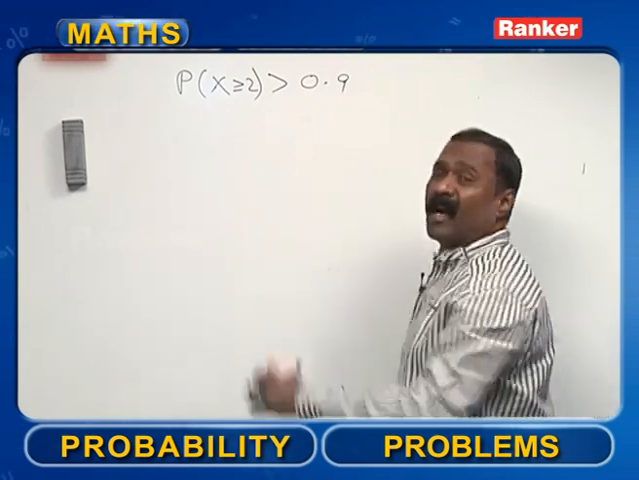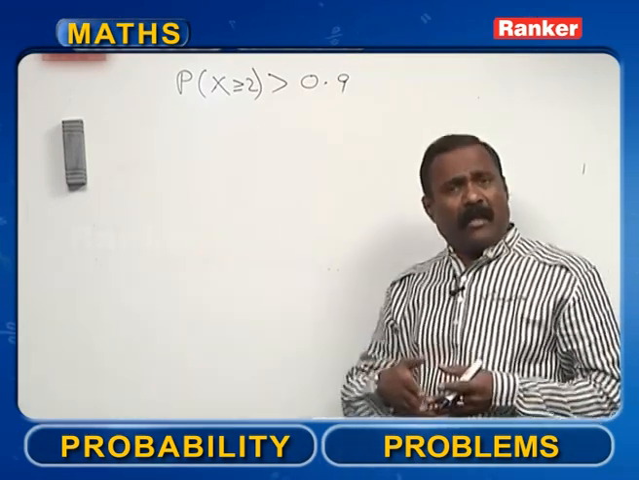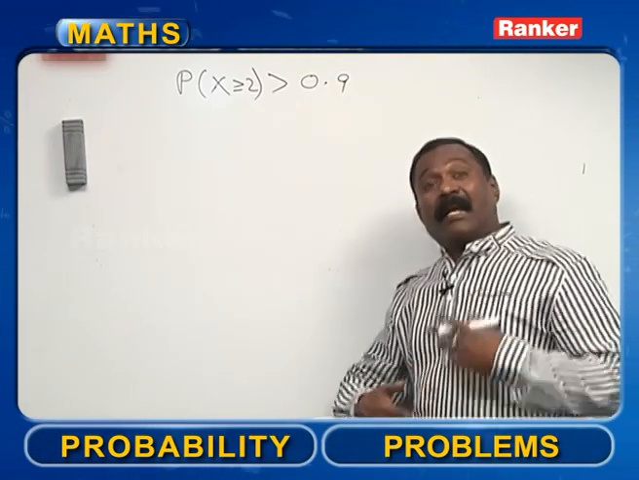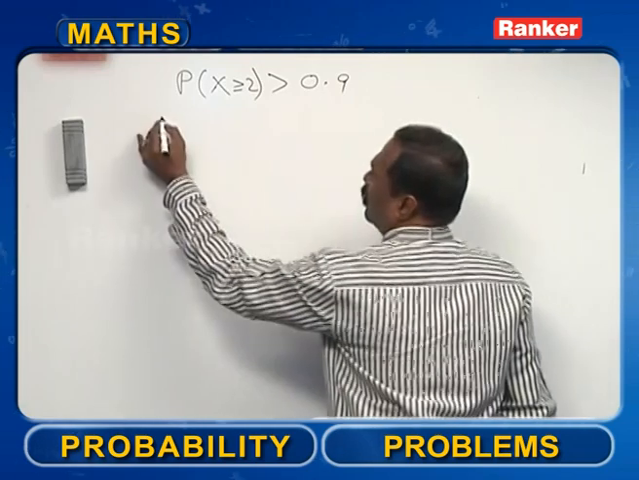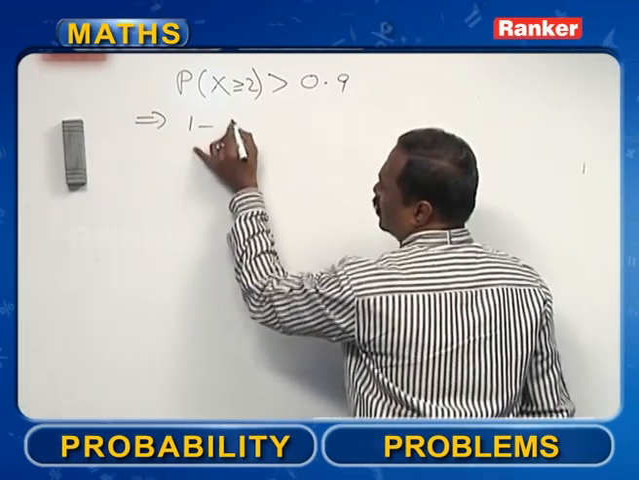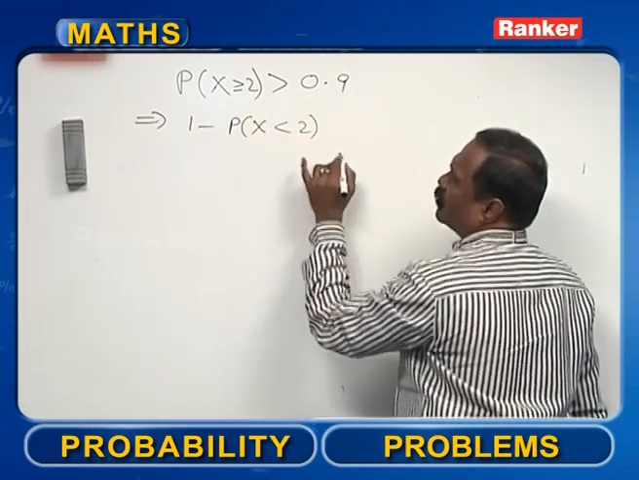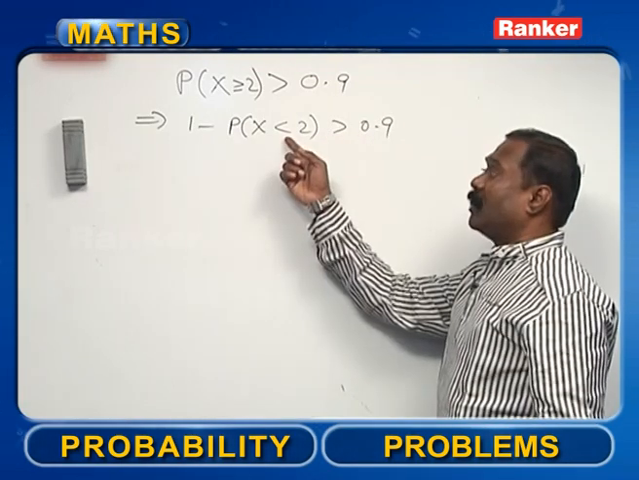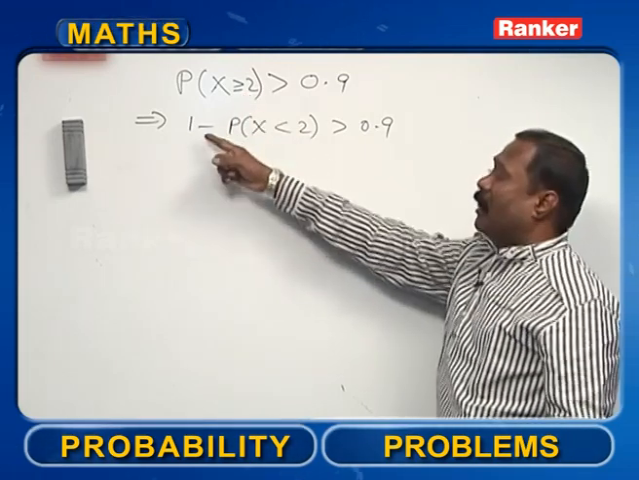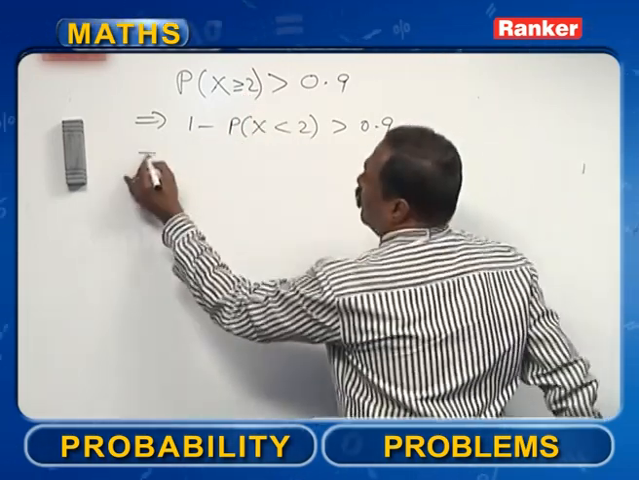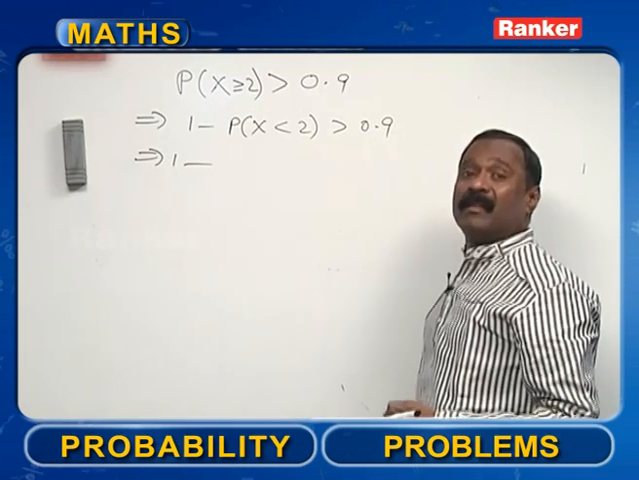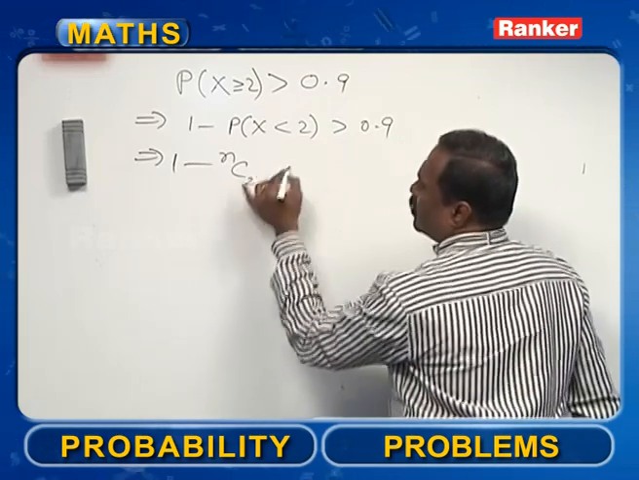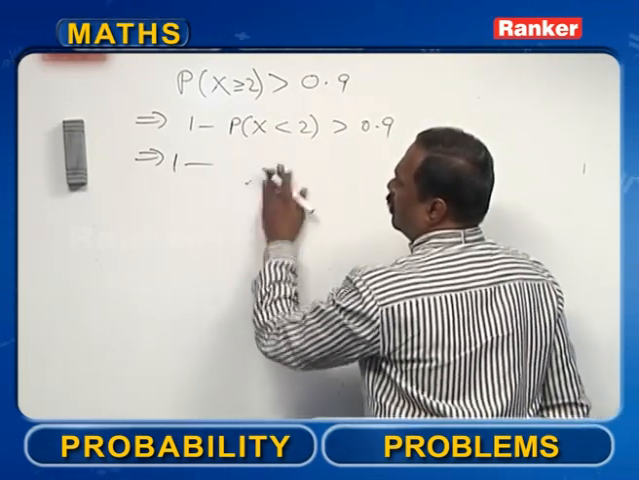If you write 2, 3, 4, 5, 6, it will be lengthy to write the probability. That is why we go to the negation of that. Negation means: 1 minus p of x less than 2 is greater than 0.9. Less than 2 means we don't want less than 2, we want at least 2. That is why it is subtracted from 1. We don't know n there, so n is taken as n only. Now I'll write it like this for better understanding.